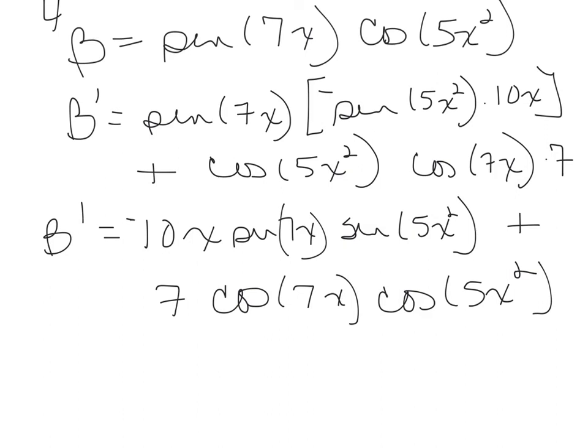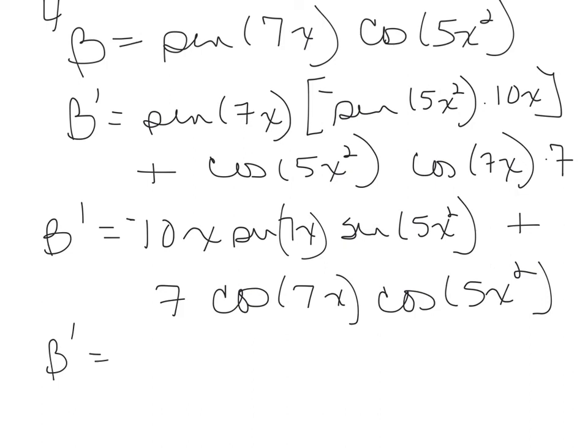If I wanted to make this a product, what I would do is ask what they have in common, and do they have anything in common. So I have a sine 7x, a sine 5x squared, and I have a 7 and a negative 10x. I would say that I have nothing in common, so I would not go any further. I would just leave it the way it is.